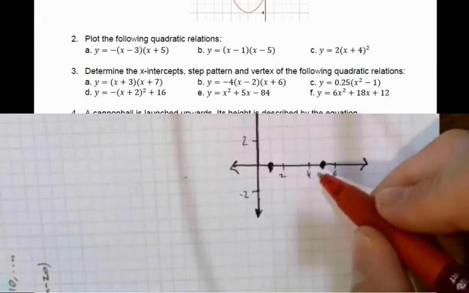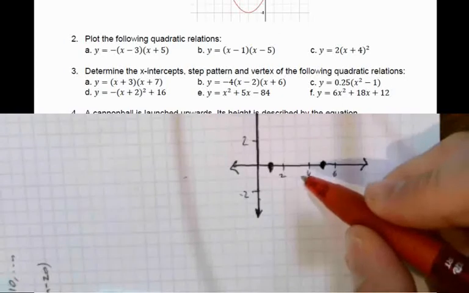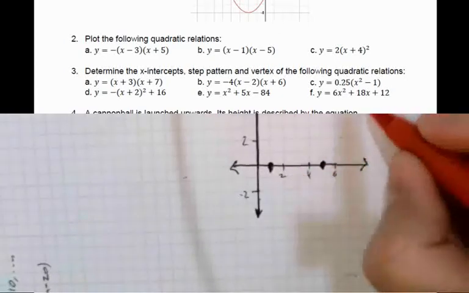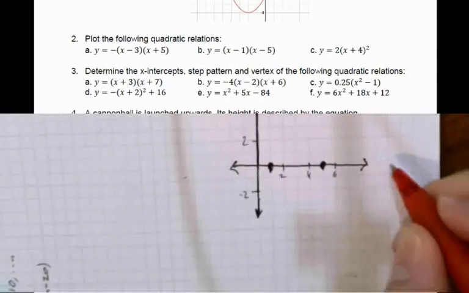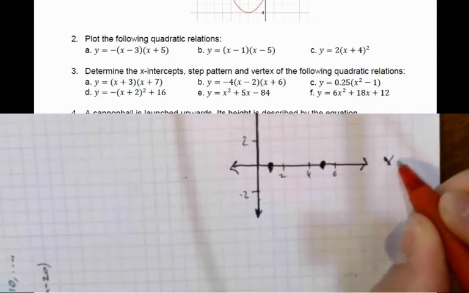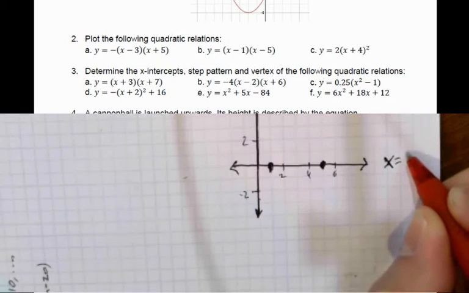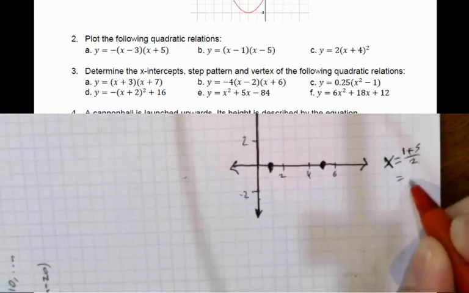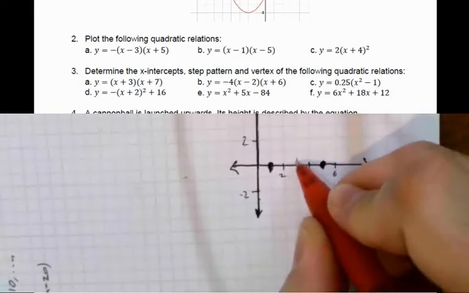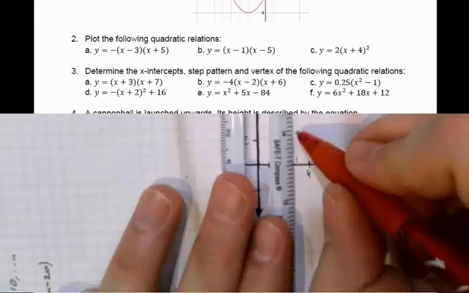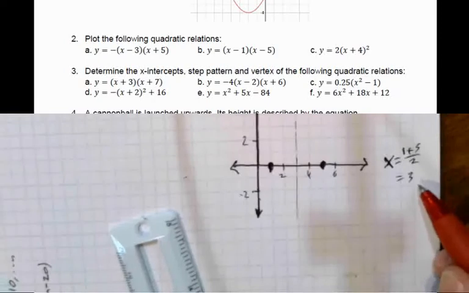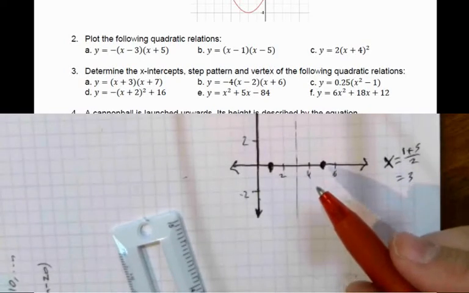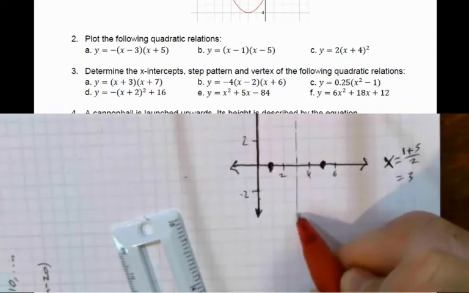Now, I know that my vertex will be at the midpoint between these two values. So let's write this down here on the side to see where my vertex will be. My axis of symmetry is x equals (1 plus 5) over 2. That's 6 over 2, which is 3. So this is my axis of symmetry right here, going through that line. And if I put 3 into my equation, 3 minus 1 is 2, 3 minus 5 is -2, and that would get us to -4, which means that we'll be right here.